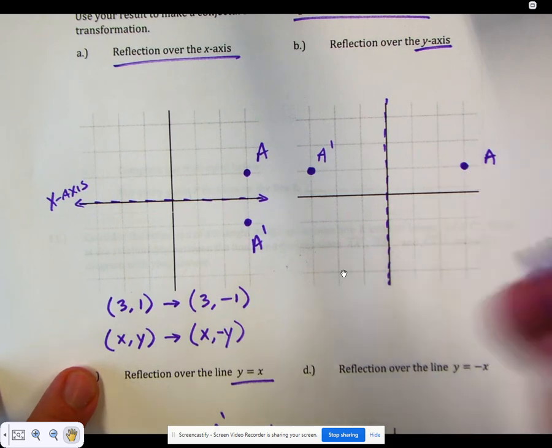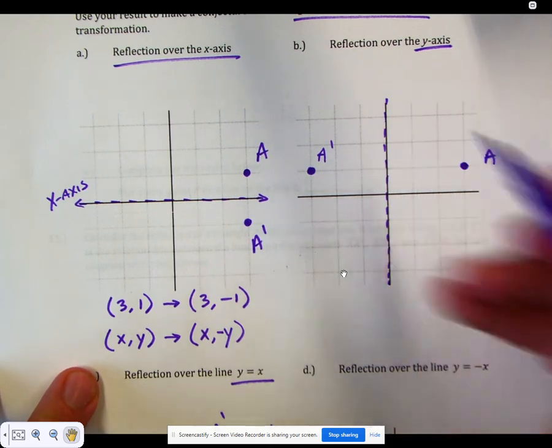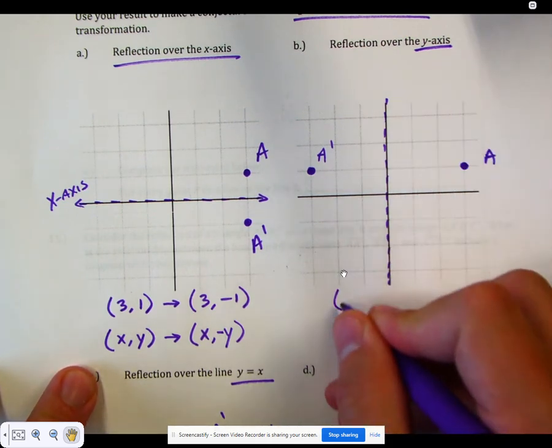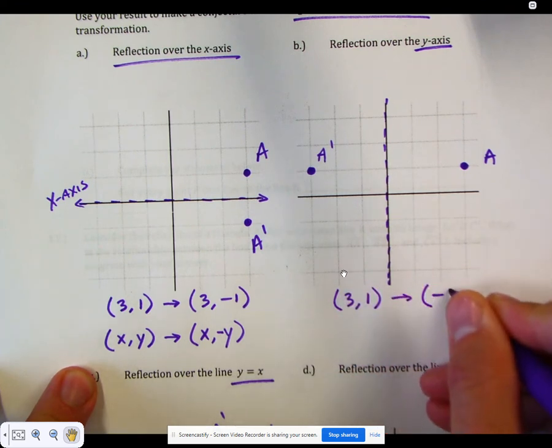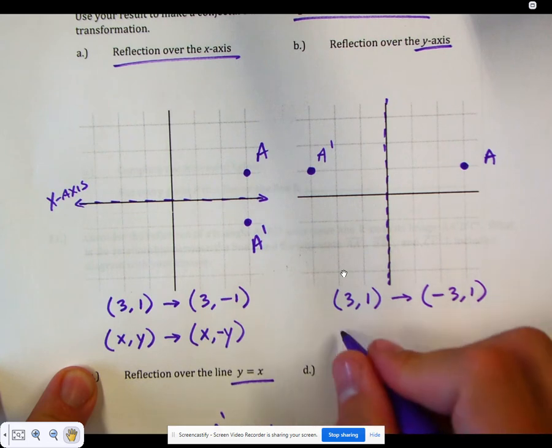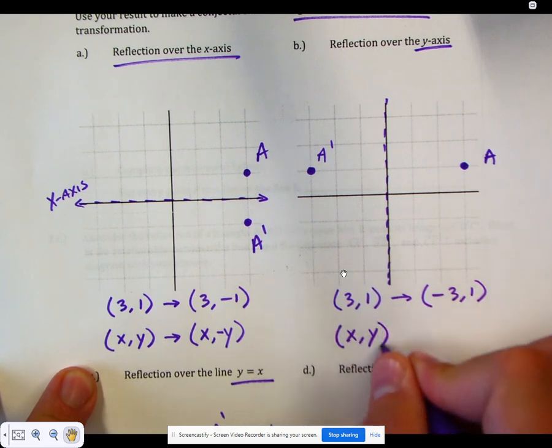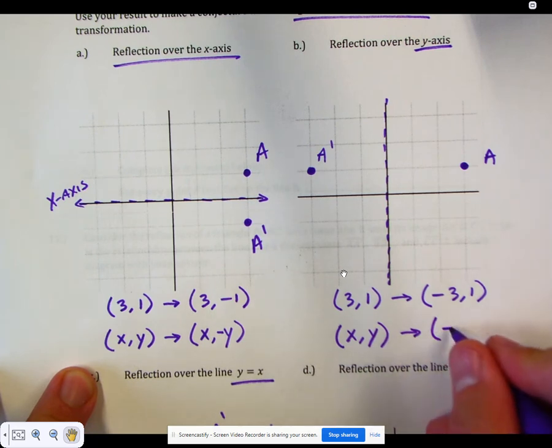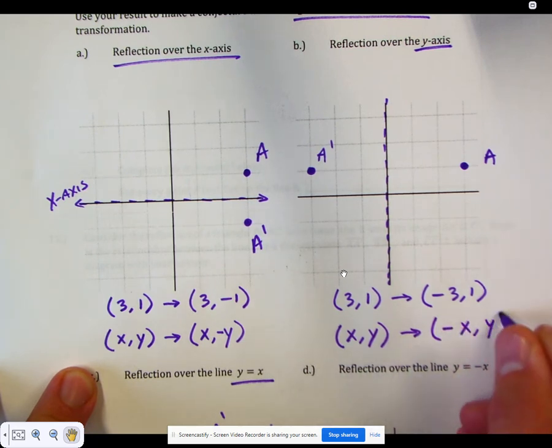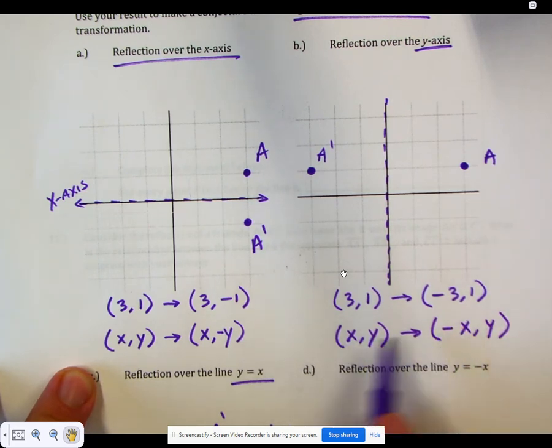All right, likewise, in this one, reflection over the y-axis, we had 3, 1 map to negative 3, 1. And so that suggests that the rule is xy maps to negative x, y. So this time the x value got flipped, and the y value stayed the same.